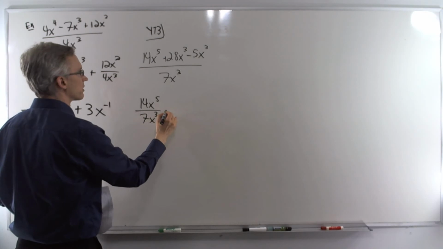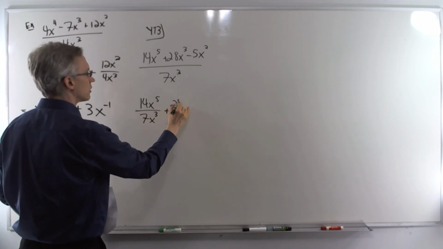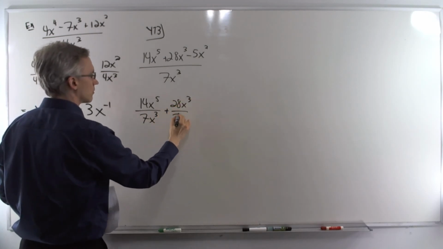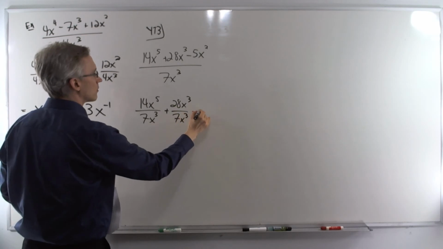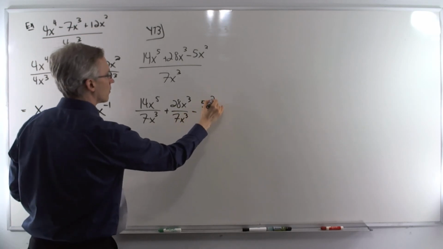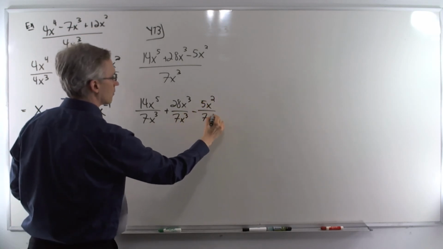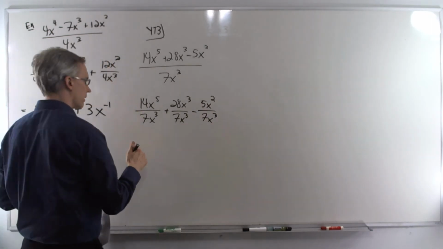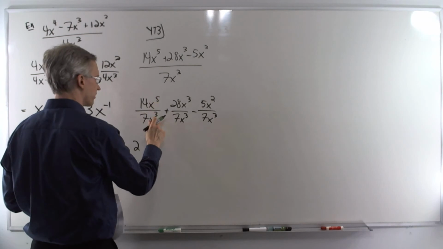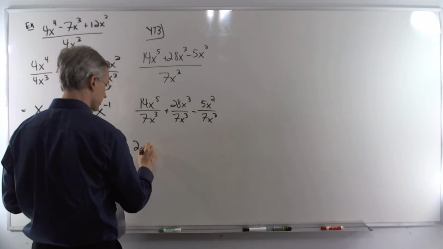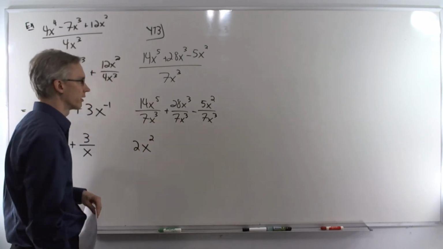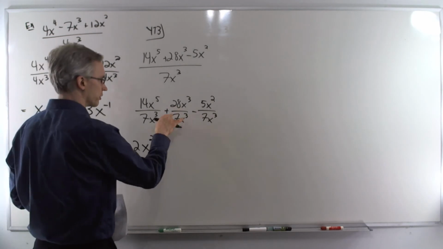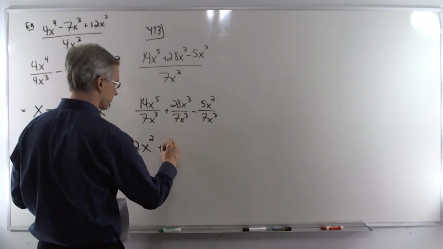So we'll split this up into 3 separate fractions. Now divide each one separately. 14 divided by 7 is 2. X to the fifth divided by x to the third, subtract the exponents to get 2, so that is 2x squared. Middle term, 28 divided by 7 is 4, so plus 4.